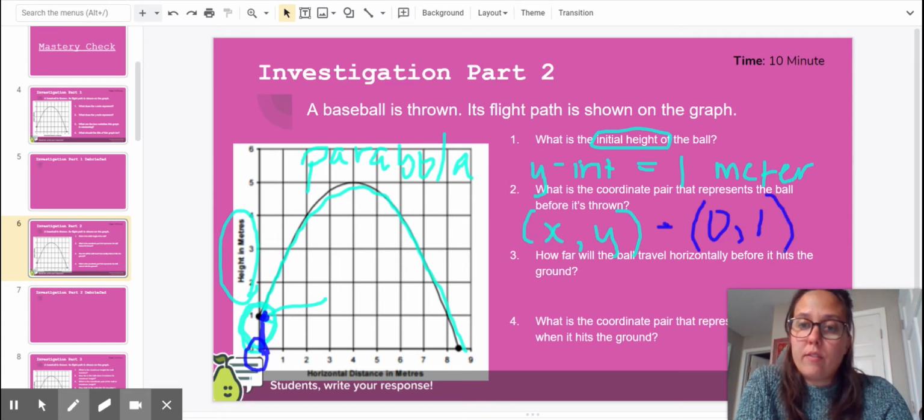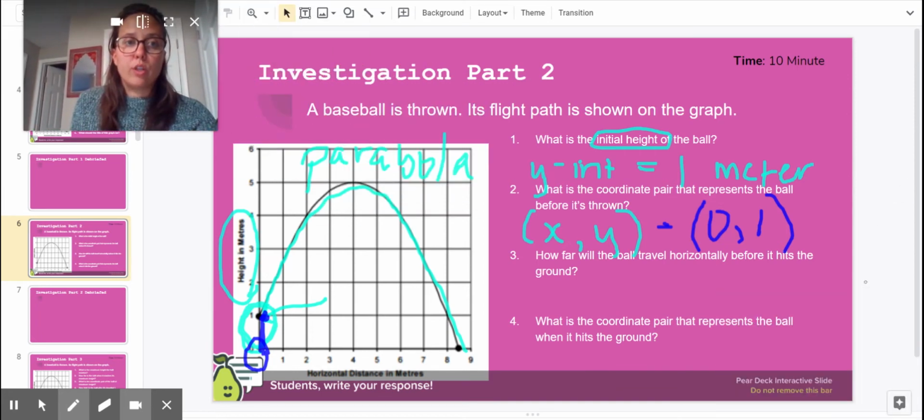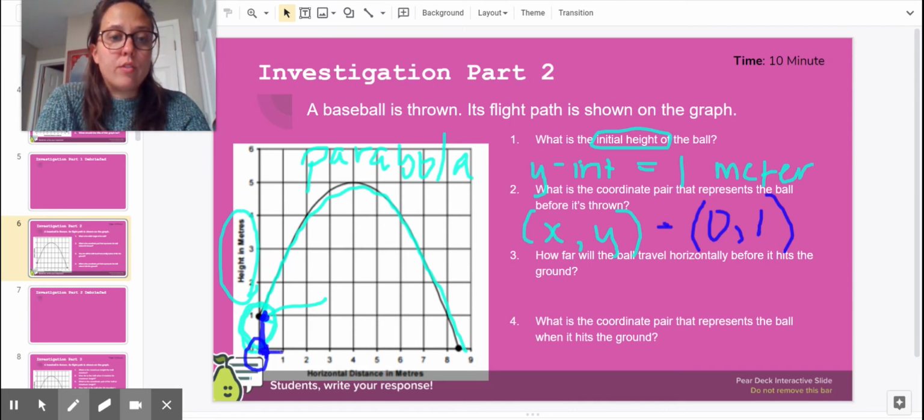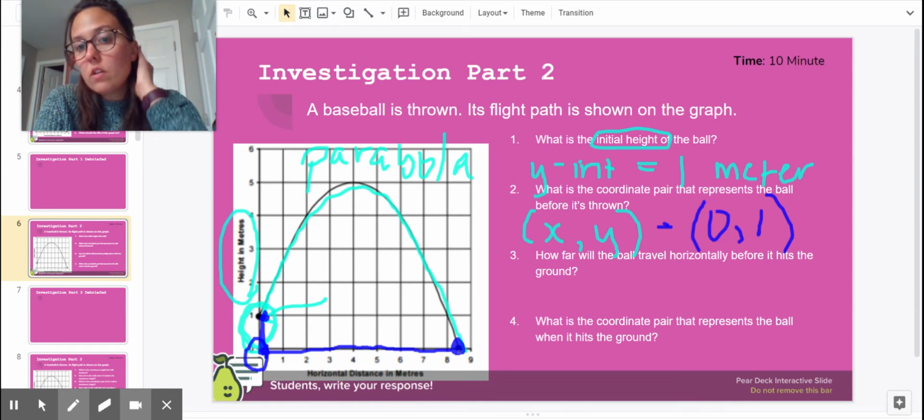How far will the ball travel horizontally before it hits the ground? So hitting the ground would look like the height of the ball being 0, right? So if it hits the ground, that means it would be 0. So we're looking at where does the graph touch the x-axis, or where is an x-intercept?